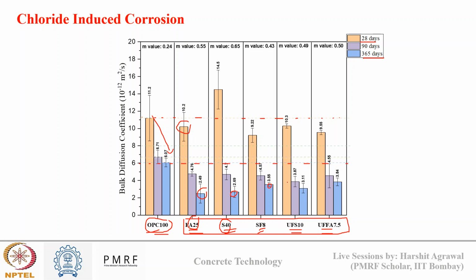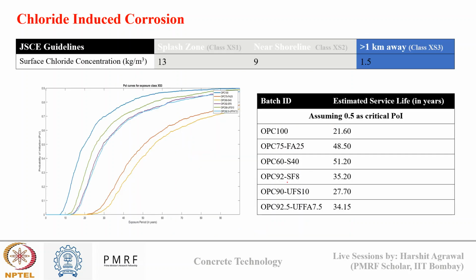And the lower the diffusion rate, the more time chlorides will take to reach the steel surface, so the higher will be the service life of my concrete.